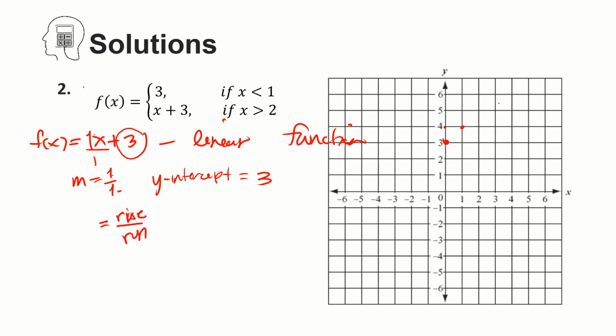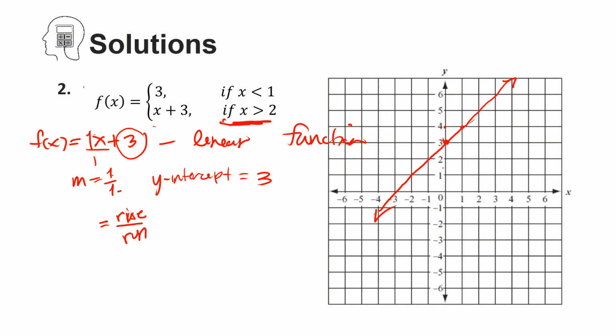To create the graph of this one, simply connect these 2 points. So this is the graph of f of x is equal to x plus 3. However, we also have a condition. This is only true if x is greater than 2.